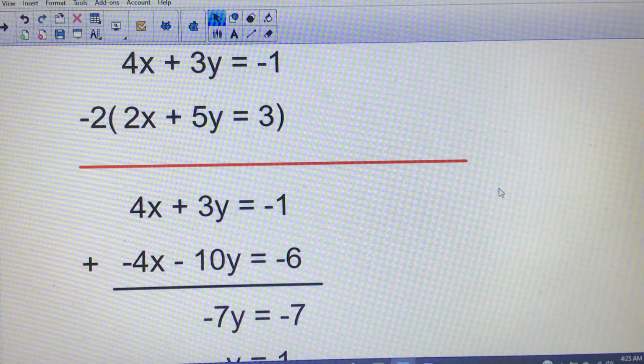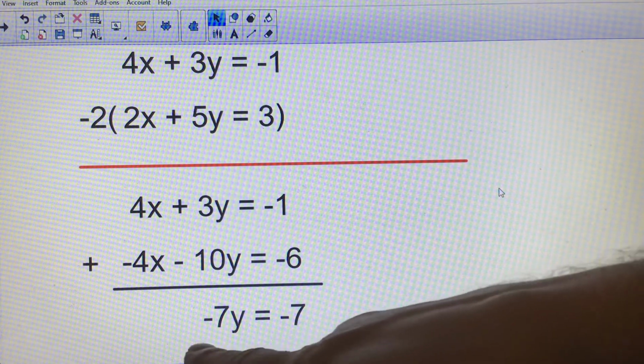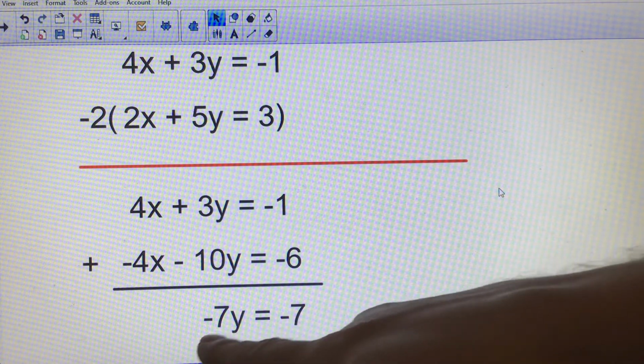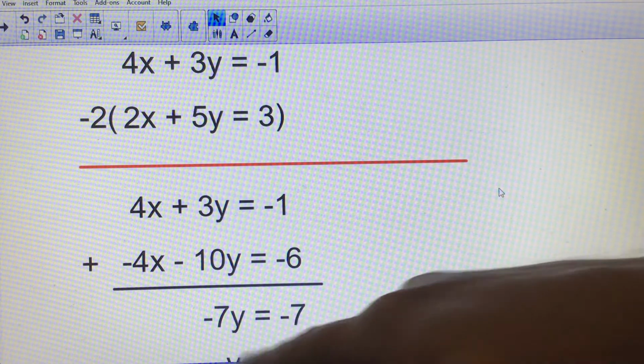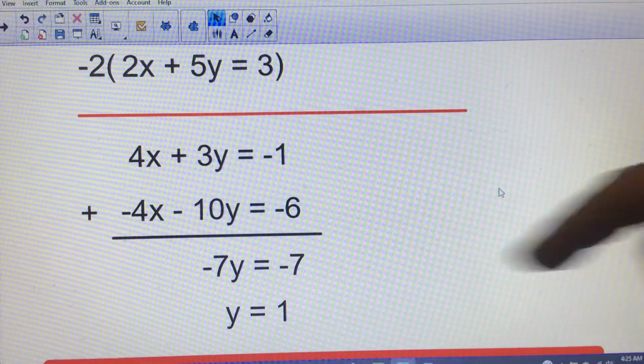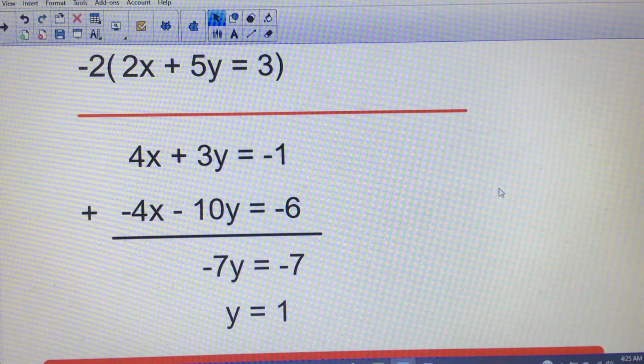So this is the part where I eliminated the variable. The x is now out of there, and once you have one variable, you can solve the equation using algebra. So what's left is this equivalent equation, negative 7y equals negative 7. So I'll divide both sides by negative 7 to get rid of that negative 7, and I get that y is 1. Now, I got one of the answers.